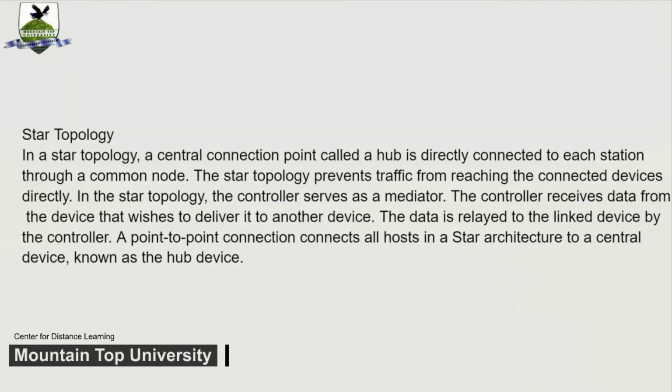Star topology. In a star topology, a central connection point called a hub is directly connected to each station through a common node. The star topology prevents traffic from reaching the connected devices directly. In the star topology, the controller serves as a mediator. The controller receives data from the device that wishes to deliver it to another device. The data is relayed to the linked device by the controller. A point-to-point connection connects all hosts in a star architecture to a central device, known as the hub device.